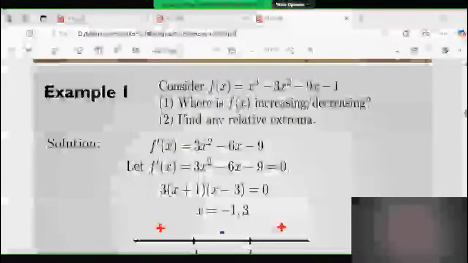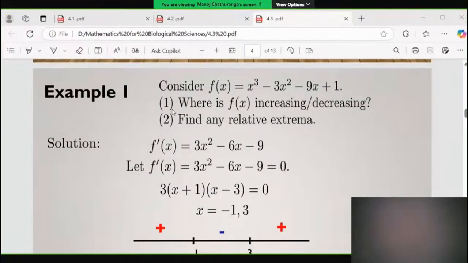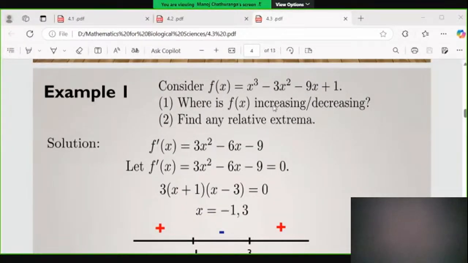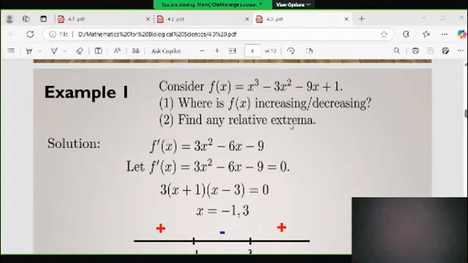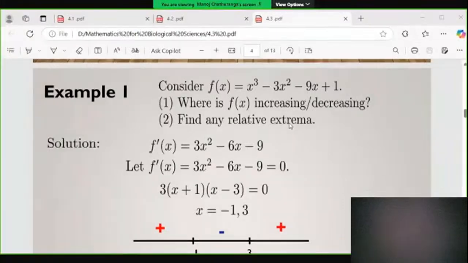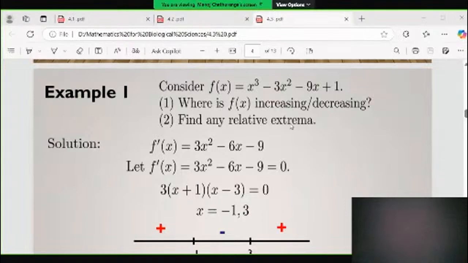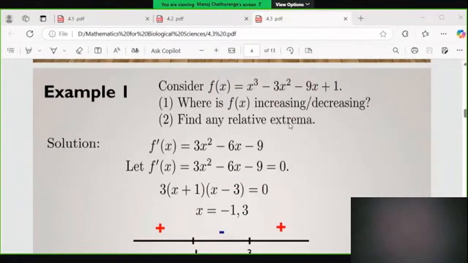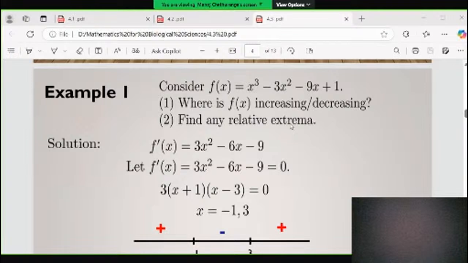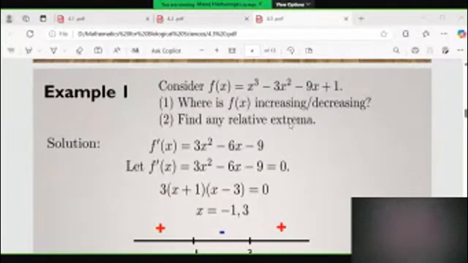So we found the regions where the function is increasing and decreasing. And we found all the relative extrema. And also we found the nature of these relative extrema. We categorized them. We identified that at -1, we have a relative maximum, and at +3, we have a relative minimum. And we also sketched the shape of the graph. Right?